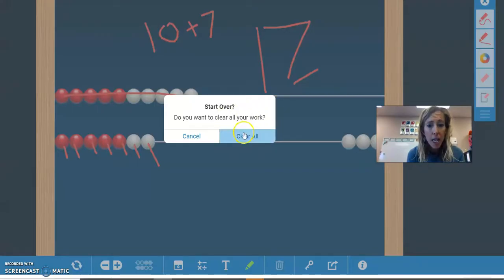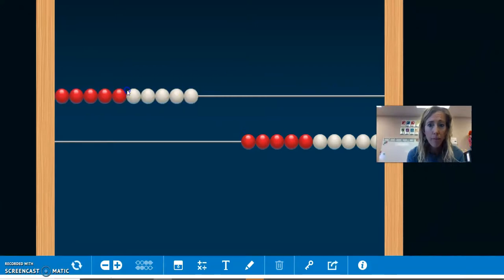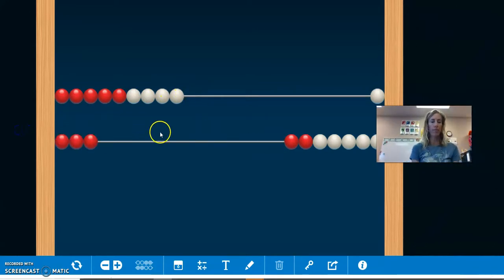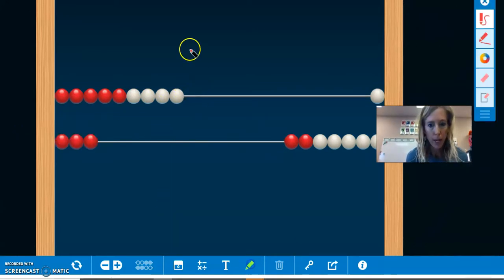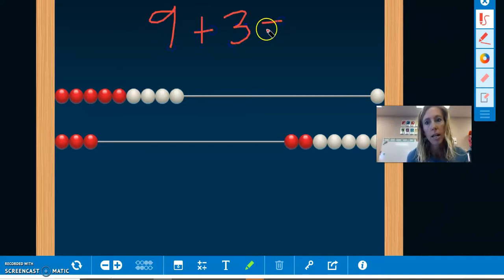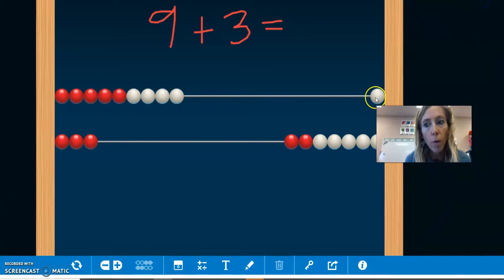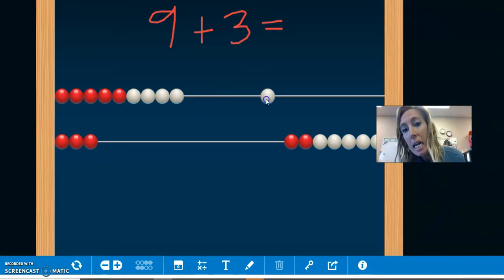If I have 9, so I'm going to bring over 9. Oh, whoops, sorry, I brought over 10. 9 is just so close to 10. 9 and 3 more. Oh man, 9 plus 3. So I'm going to write that out. 9 and 3 more. Instead of thinking, okay, I could count on, I could just say, well, what if I pull over this guy? 10 and 3 is what? 13.